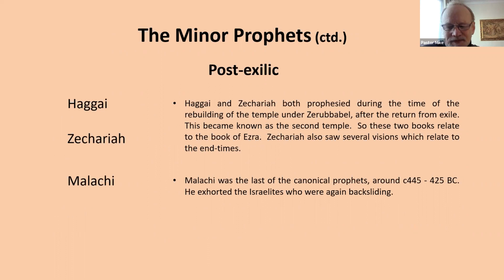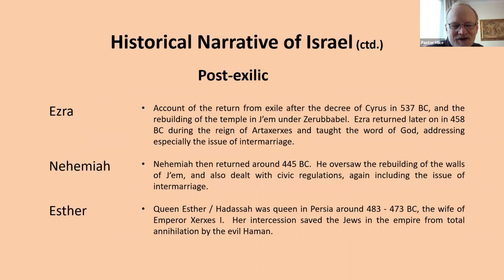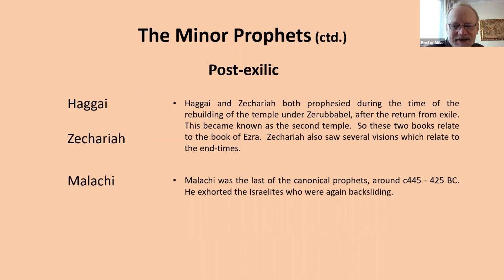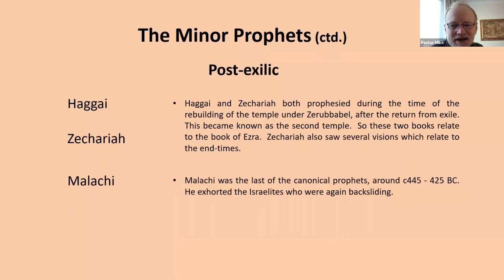Historians say that his message pertains to the period 445 BC to 425 BC. So it's around about just after the time that Nehemiah went back to Jerusalem and did what he did. And Malachi was raised up as a prophet to exhort the Israelites once again. They were backsliding, and he exhorted them to come back and live faithfully with God. So that's it. That's basically it.